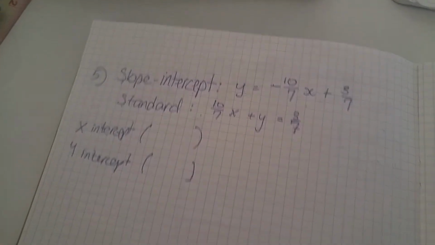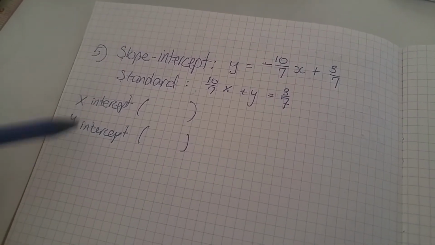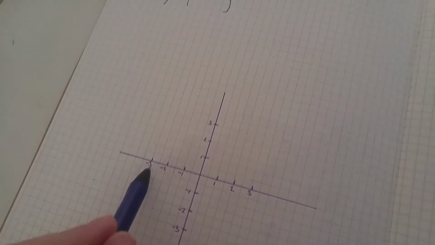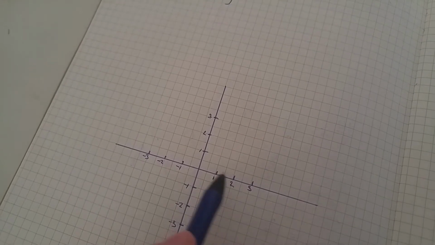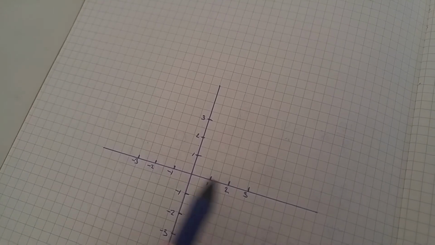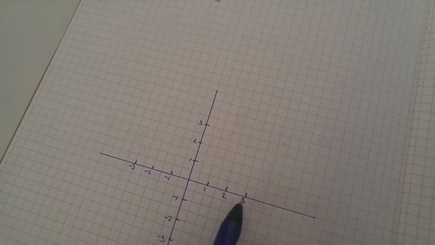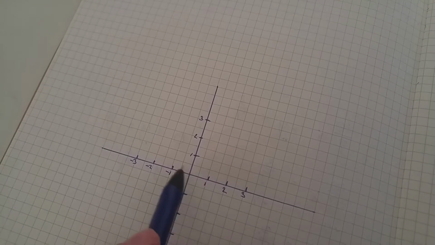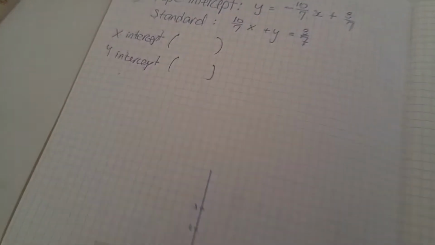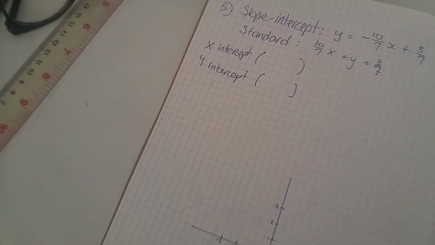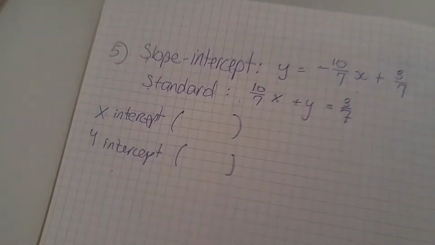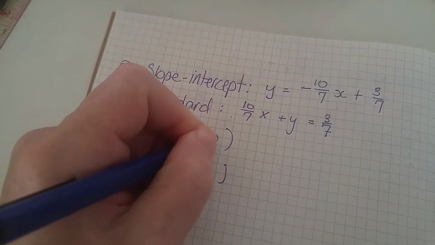Okay, now we need to find the x and the y-intercept. The x-intercept is where the line crosses the x-axis. Now, if it crosses the x-axis, the y must be 0, because it's crossing the x-axis, so y must be 0. So we add in the value for the y here.